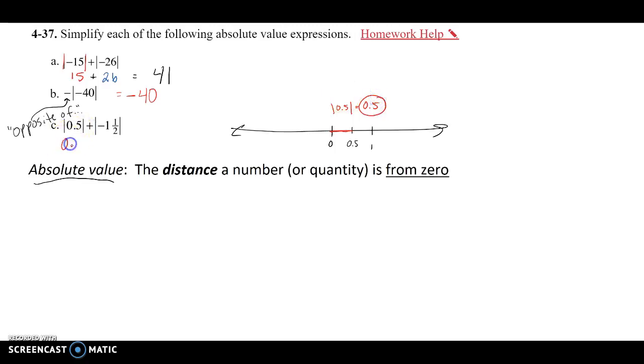So this is 1/2, and then I'm looking for the absolute value of negative 1.5. So here's negative 1, here's negative 2, and here is negative 1.5. How far away is this from 0? The absolute value of negative 1.5 is 1.5. So if I add those together, here's 1.5, here is another 1/2. So my answer is 2.